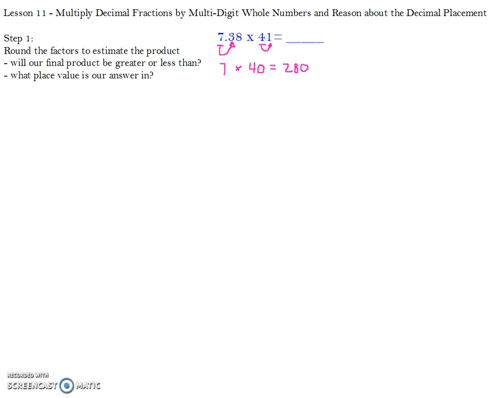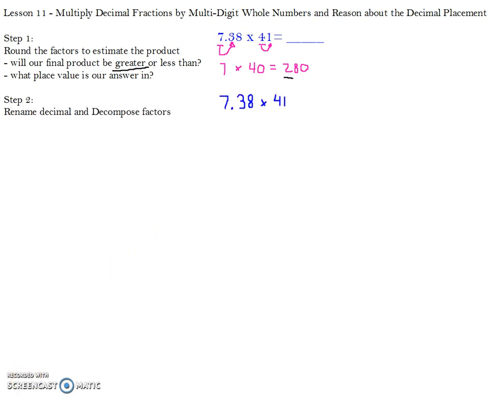With our estimate, we want to ask ourselves two questions. Will our final product be greater or less than our estimate? And since our actual factors are greater than our rounded factors, we know that our answer will also be greater than. The other thing that you want to look at is what place value is the answer in. And our estimate is in the hundreds, so we want to keep that in mind as we look at our final product and make sure that our final product is also in or around the hundreds.